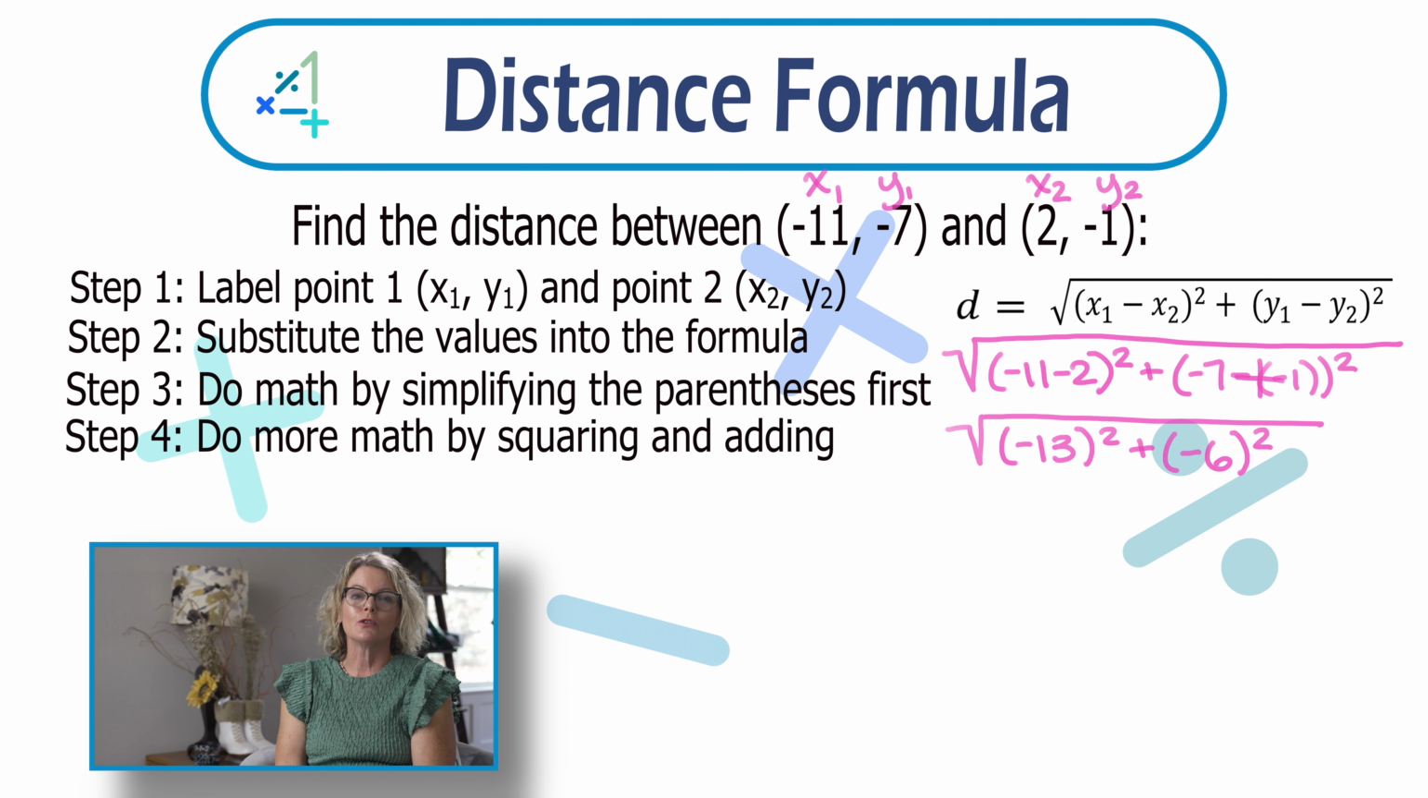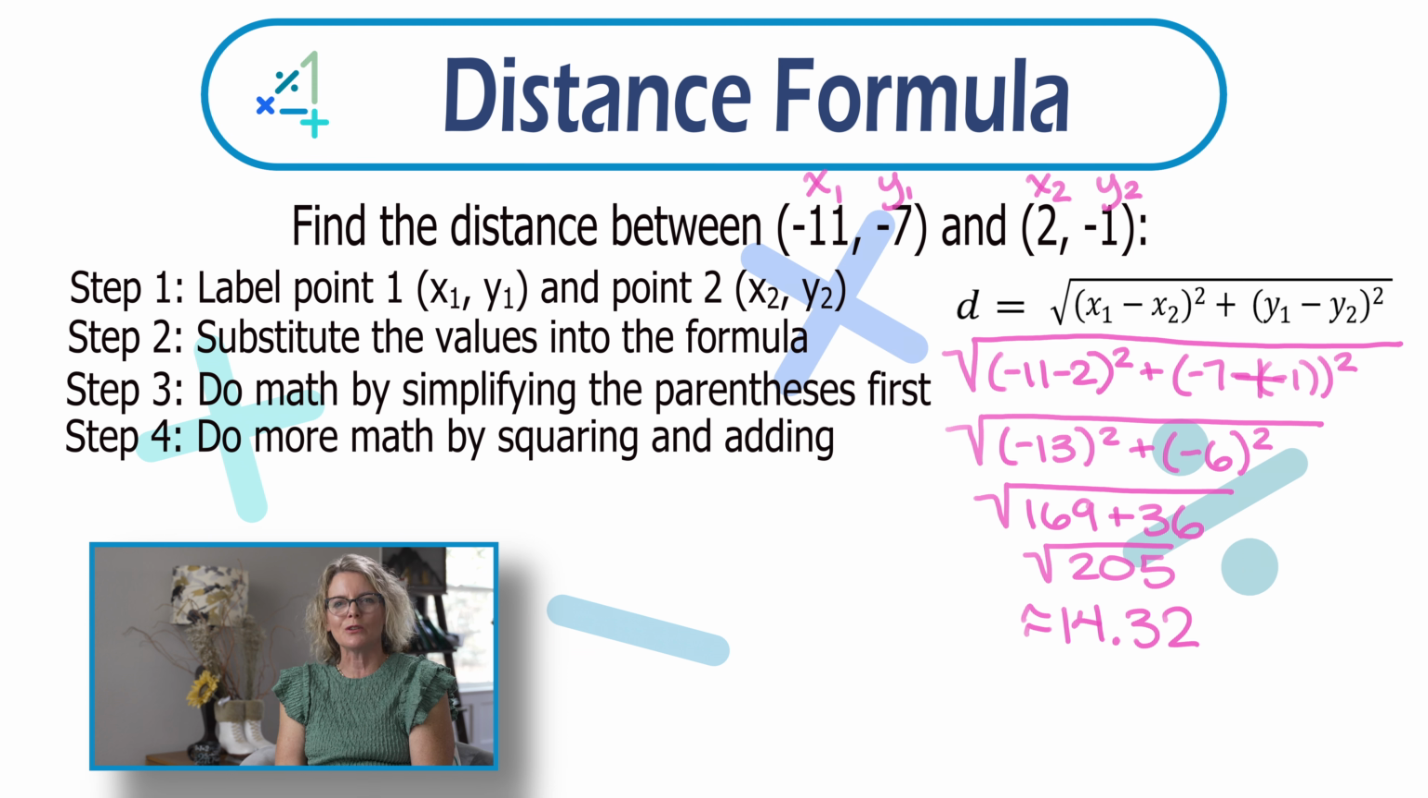Step 4. Do some more math by squaring and adding. Negative 13 squared is 169, and negative 6 squared is 36. Notice that these will always turn positive. Then, adding them up, we get 205. Remember that we have to take the square root of that, so the length is the square root of 205, or about 14.32 units.